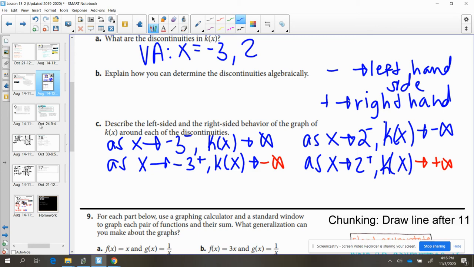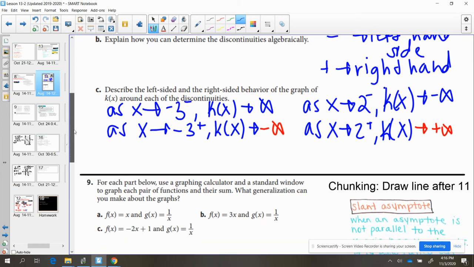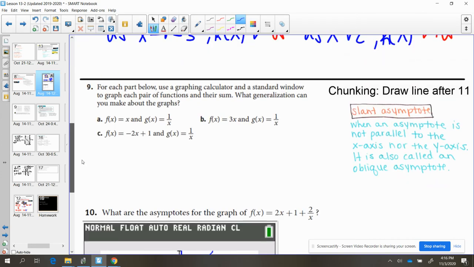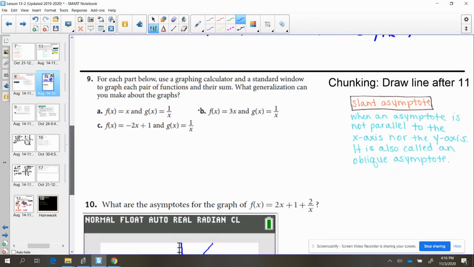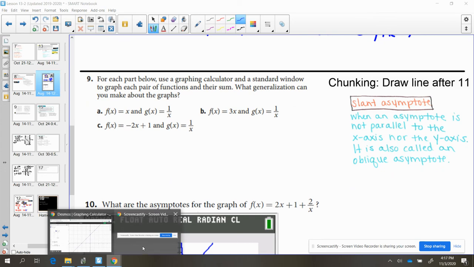All right, final piece of today is what we talked about actually back towards the beginning, is if you look at your graphs, and we talked about when the degrees are the same and when the degrees are different, when the degree of the denominator is bigger. But what happens when the degree of the numerator is bigger by 1? Well, what we're going to see there is actually what is called a slant asymptote. And we're going to see this using information from number 9.